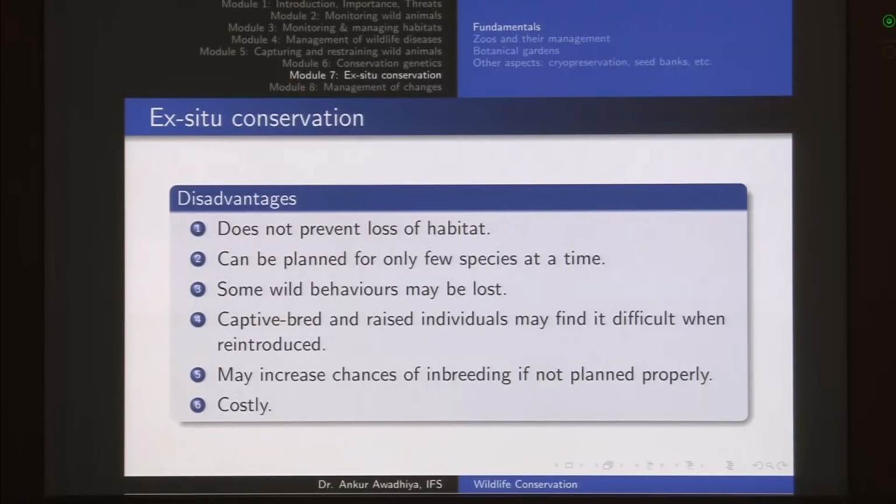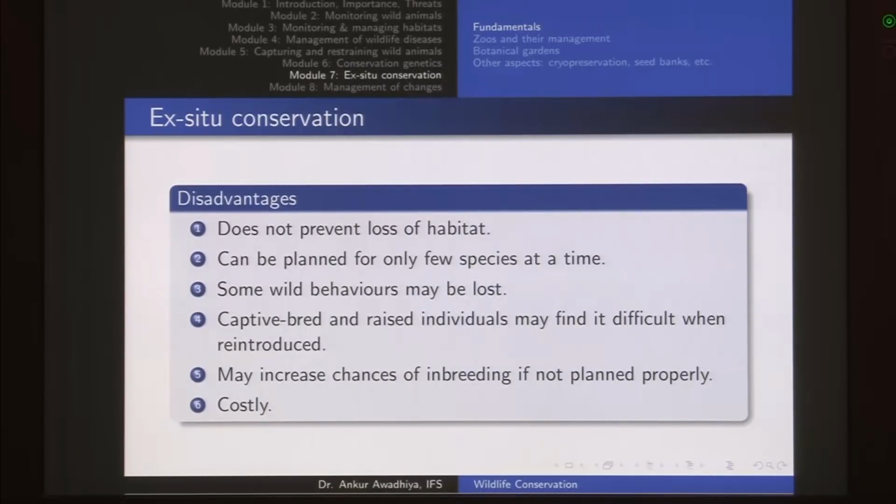Then captive bred and raised individuals may find it difficult when reintroduced because they do not have their wild behaviors, they do not have their wild instincts. So later on, when you have increased their numbers and you are trying to bring them back into their natural habitat, you are trying to reintroduce them into the areas, they may find it very difficult to cope. Then it may also increase chances of inbreeding if not planned properly.